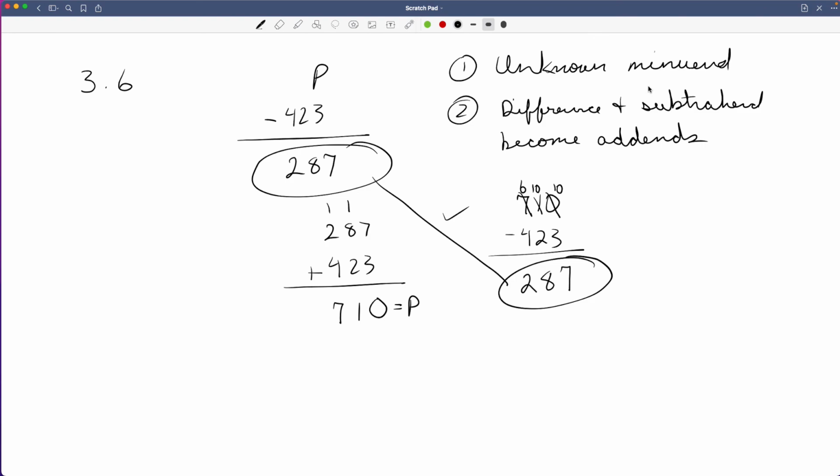If you don't know the subtrahend, it just flips, right? You flip the difference and the subtrahend in order to find the subtrahend that you don't know. So very cool. That is all we have for lesson 3.